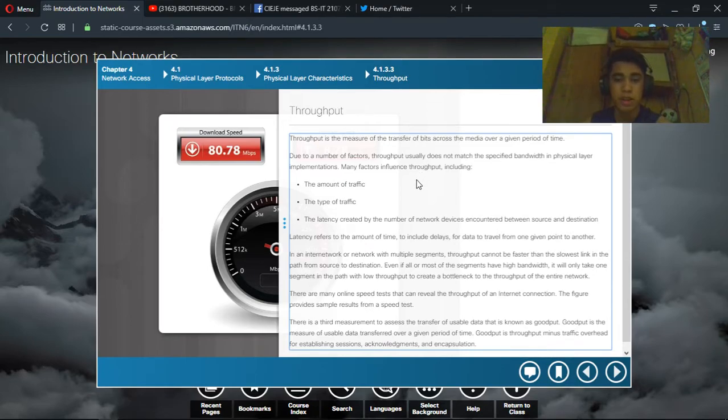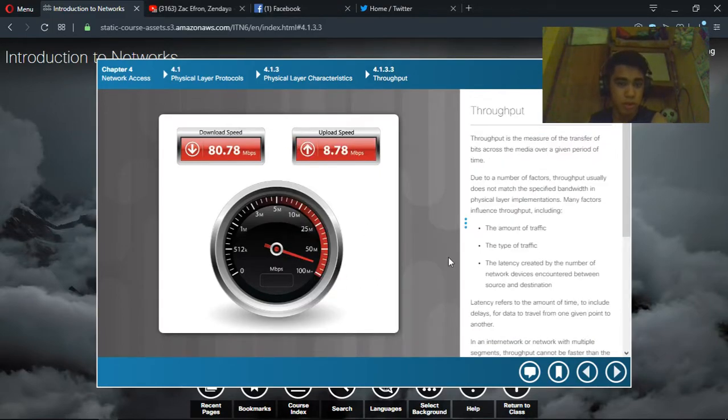So the factors that influence throughput are the amount of traffic, how much is on our network, the type of traffic, and the latency created by the number of network devices. Latency refers to the amount of time, including delays. So latency is the delay created by the number of devices connected or encountered between source and destination.